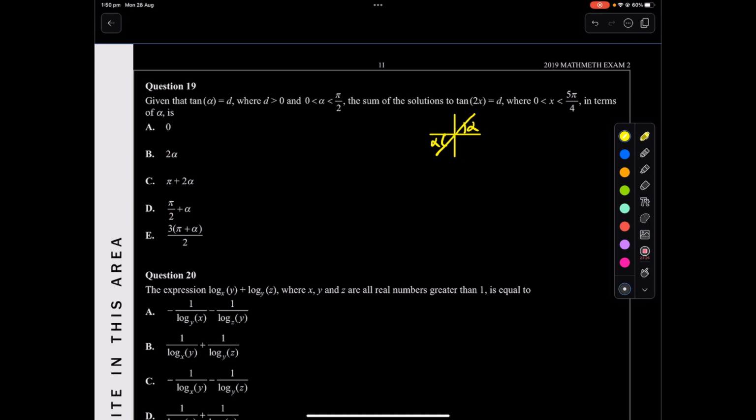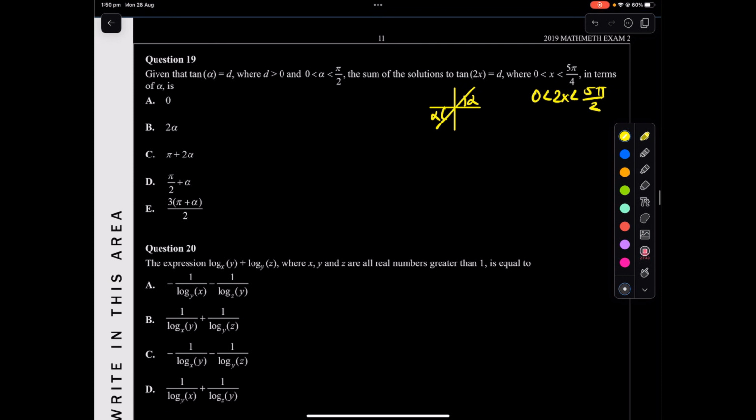Yeah, so alpha is perfect. And what's our domain? Well, this is x. So remember, we're trying to find 2x, so we're going to multiply everything. So 2x, 5 pi on 2. So what we're trying to find is the solution. It'll be 2x. The first solution is alpha. The second solution is pi plus alpha. And the last solution, because we're going from pi over 2, which is this point, last point, is 2 pi plus alpha.